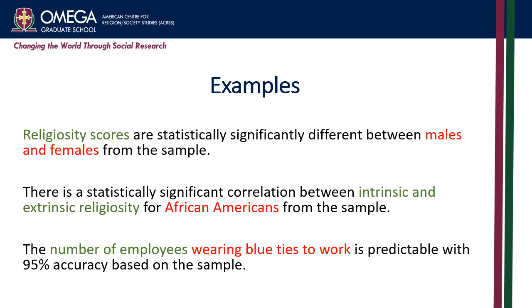The number of employees wearing blue ties to work is predictable with 95% accuracy based on the sample. In this case, the number of employees is the dependent variable, and the category is wearing blue ties to work. So that's what we're pivoting the data on, and then we want to know how many employees wore blue ties to work and make a prediction on that basis.